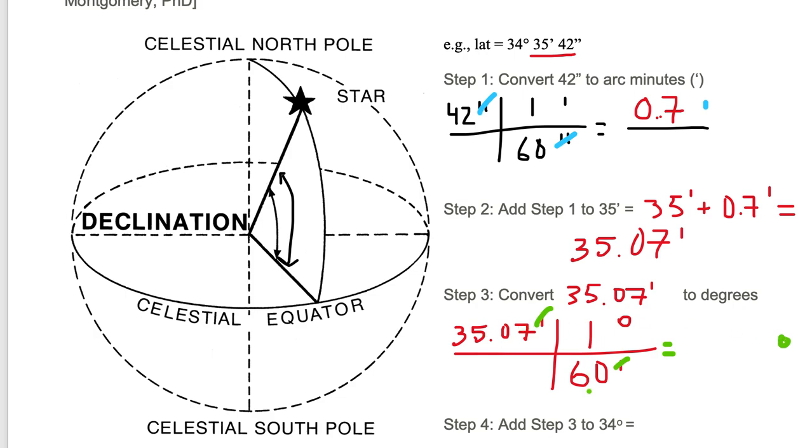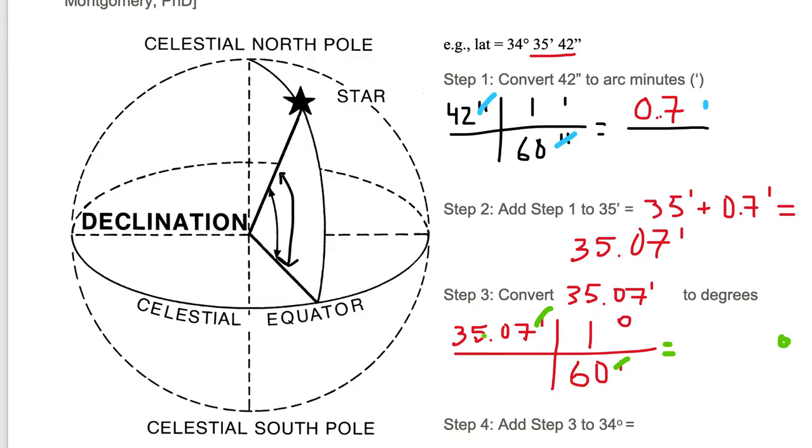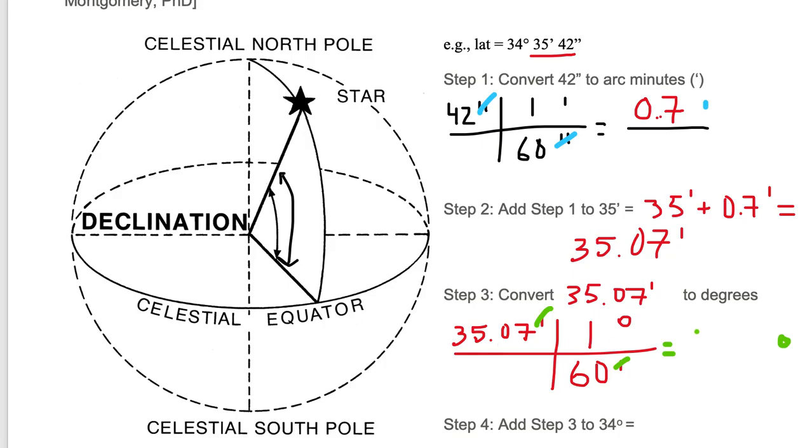35.07 multiplied by 1 divided by 60 is 0.5845. We go back to our original, and we see we have 4 digits here, 35.07, so we need 4 digits on our answer, so we need all of them, 0.5845. So our answer is going to be 0.5845, and the unit is degrees.